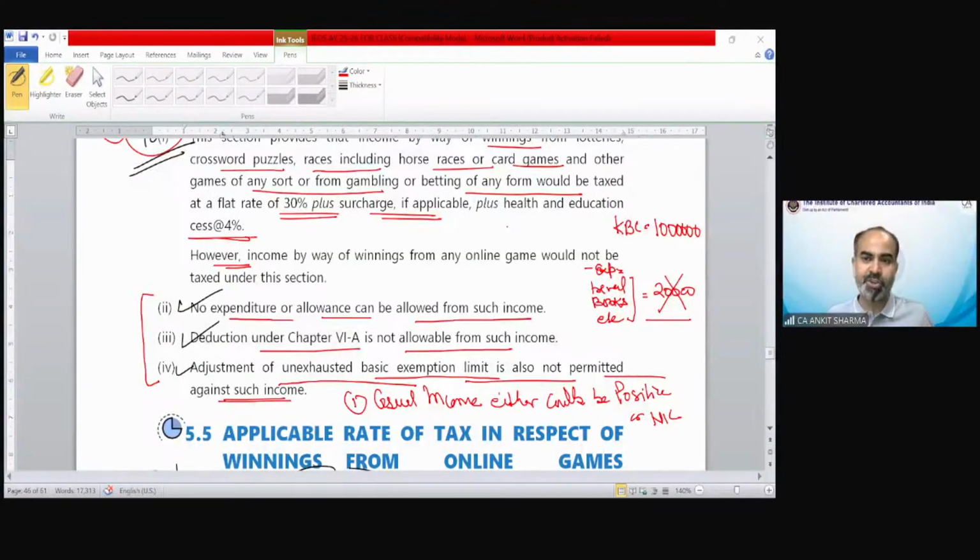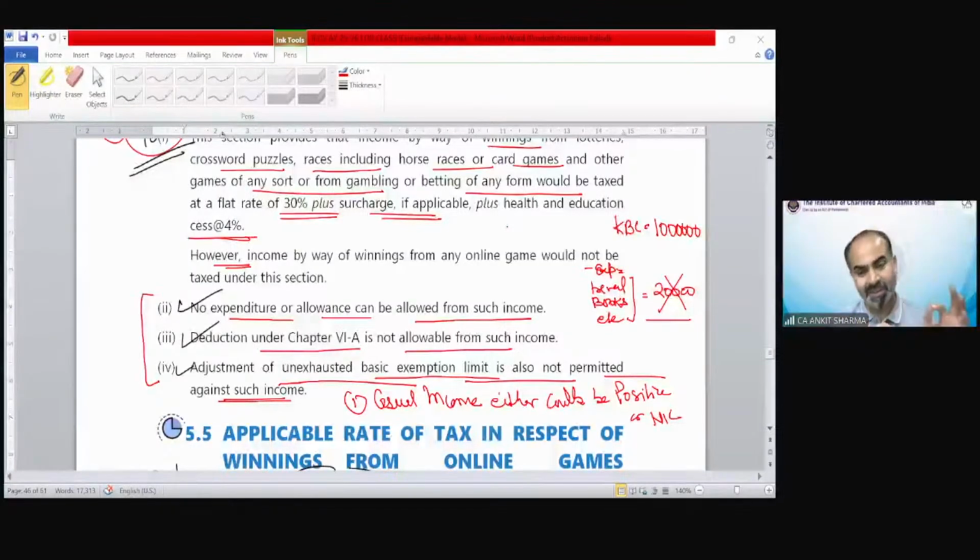Nidhi is saying true. Ishan is saying false. Ishan is saying it can be negative as there could be loss. How is it possible to be a loss, Ishan? Loss can be allowed only if there is expenditure exceeding the income. Expenditure we do not allow in case of casual income. Deduction we don't allow in case of casual income. Basic exemption limit we cannot claim against casual income. So how could there be negativity? So the statement is true.